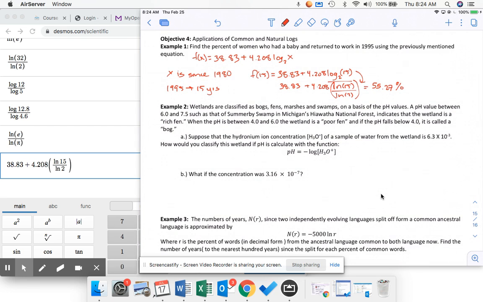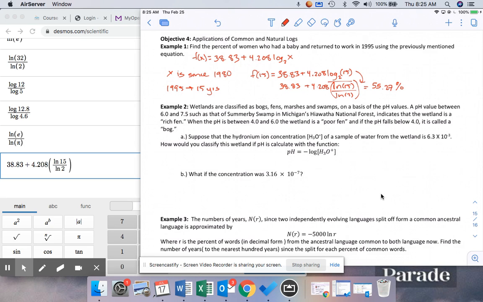The wetlands are classified as bogs, fens, marshes, and swamps on the basis of pH values. A pH value between 6 and 7.5, such as that of Summerby Swamp in Michigan's Hiawatha National Forest, indicates that the wetland is a rich fen, while a pH between 4 and 6 is a poor fen, and if the pH falls below 4, it is called a bog. Suppose that the hydronium ion concentration of a sample of water from the wetland is 6.3 times 10 to the negative third. How would you classify this wetland if pH is calculated with the function pH equals negative log of H3O plus concentration? Whew, that was a lot of words.